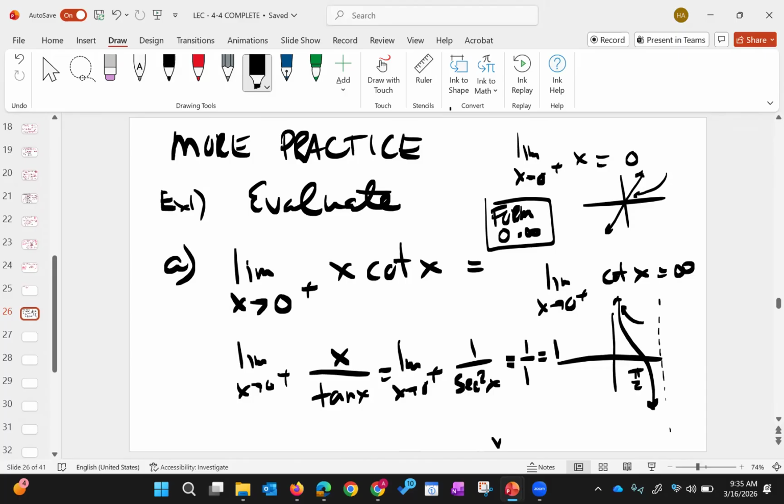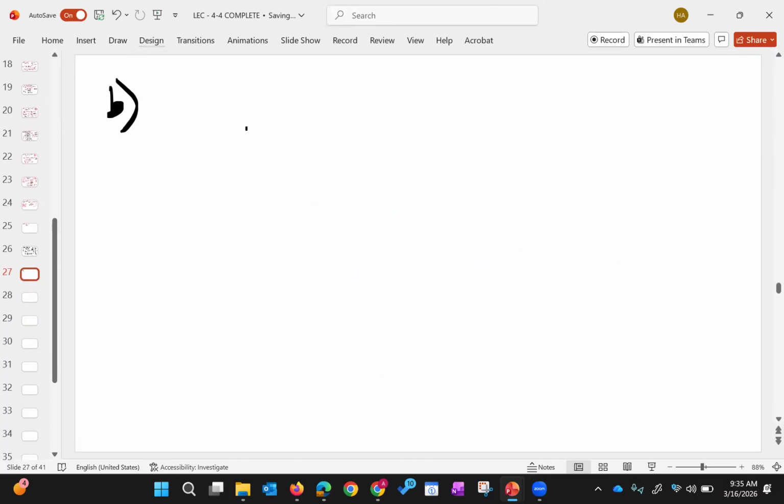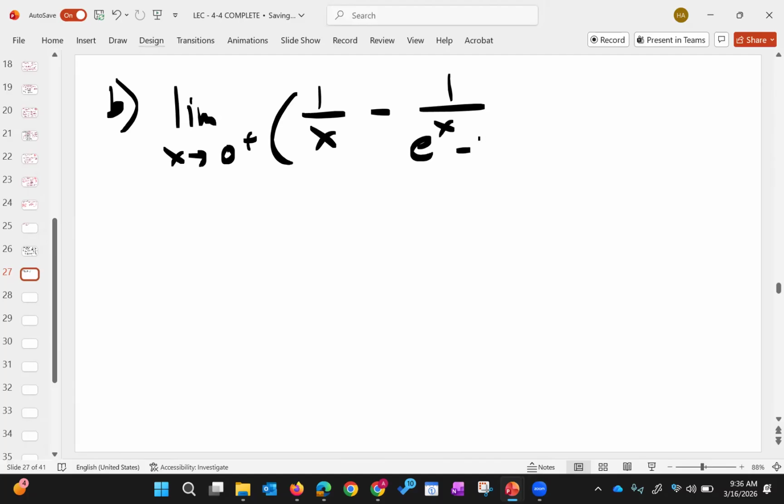Are we good? Okay, B. Let's go with B. That was the product rule. Should we do a subtraction? Well, of course we should. Limit as x goes to 0, I like the positive side of 0 here, of 1 over x minus 1 over e to the x. Give it a little bit of funness right over here.